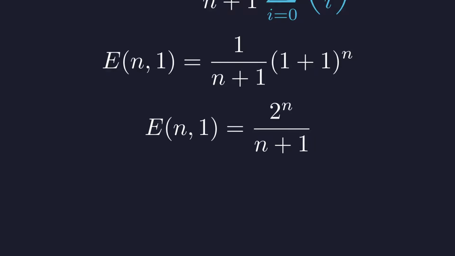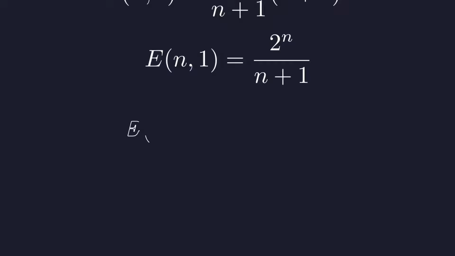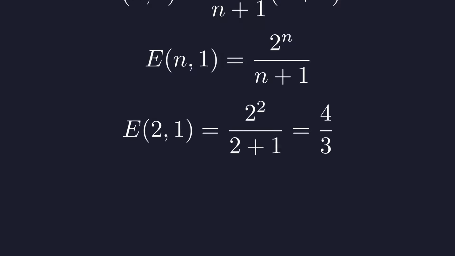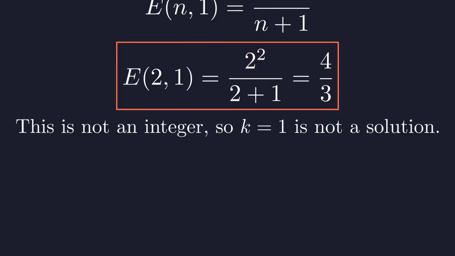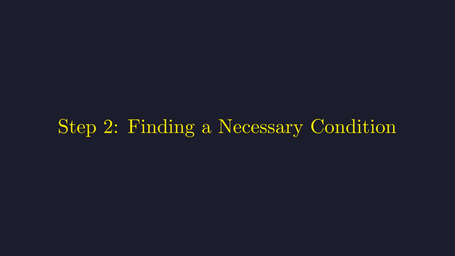Is this true? Let's check a simple case, say n equals 2. Plugging in n equals 2, we get 4/3. This is not an integer, therefore k equals 1 is not a solution. That test was very revealing.